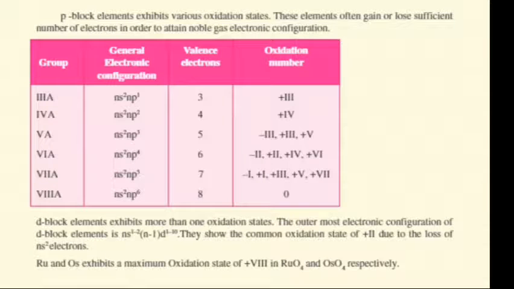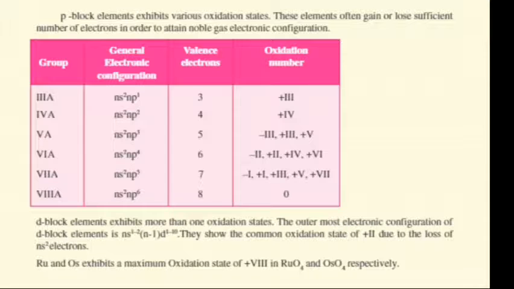P-block elements exhibit various oxidation states. These elements often gain or lose a sufficient number of electrons in order to attain noble gas electronic configuration. Group 3A, general electronic configuration ns2 np1, valency electrons 3, oxidation number +3. Group 4A, general electronic configuration ns2 np2, valency electrons 4, oxidation number +4.